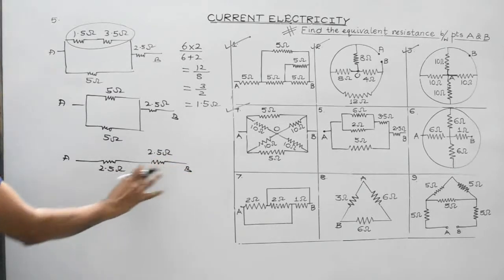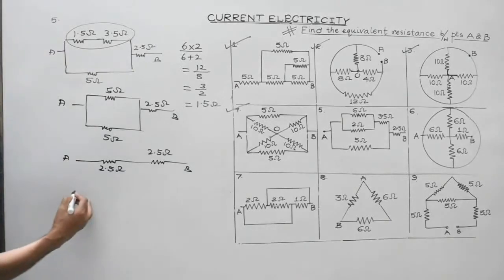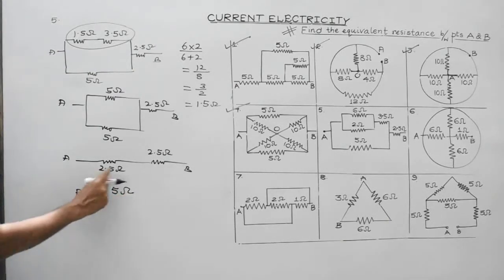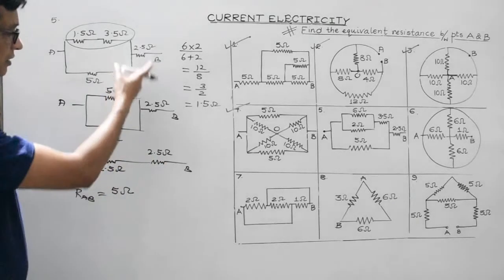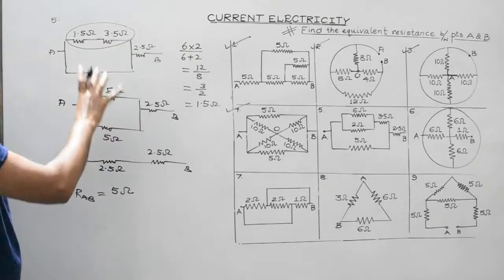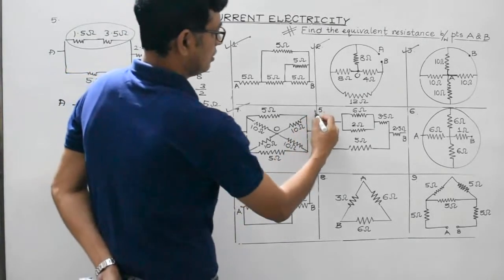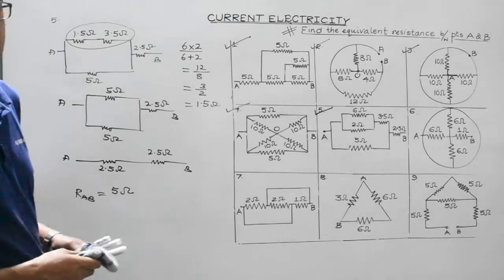So eventually, last step, these two are connected in series, no doubt about it. Therefore, the equivalent resistance would be 5 ohm. 2.5 plus 2.5, that is 5 ohm. Right? So again, this is based on the same way as we have done the previous 4 questions. So, 5th question is also done.